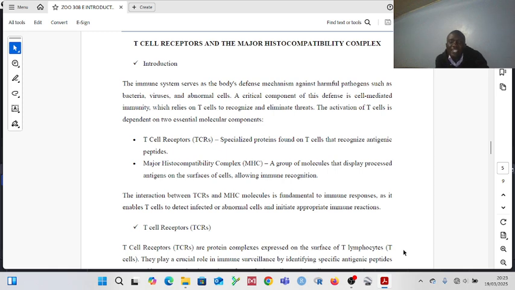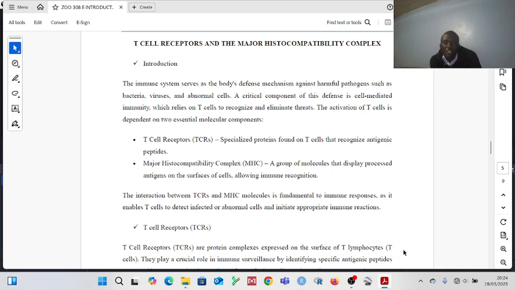The T cell receptors, these are specialized proteins which are found on T cells. Okay, so these specialized proteins that are found on T cells are the ones that will be recognizing the peptides, the proteins that are from antigens. Okay, so it means for the T cell to recognize an antigen, it uses these specialized proteins, which are now the T cell receptors.